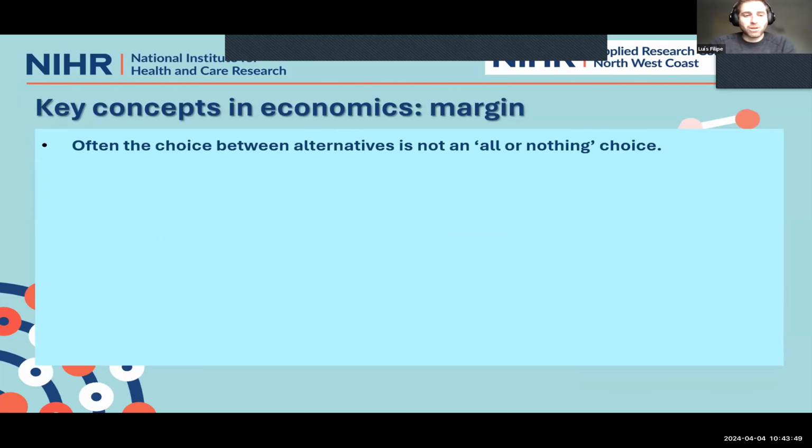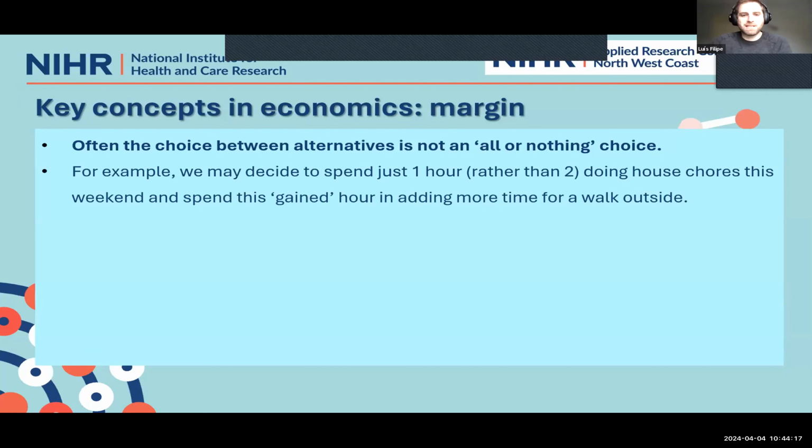So a lot of the times, I was telling you, for instance, you go to the supermarket and you get either ice cream or chocolate, and that's it. But a lot of the times, the choices between alternatives are not an all or nothing situation. A lot of the times, you need to understand if you should buy, for instance, just a little bit more ice cream, or buy a little bit less ice cream and buy a little bit more chocolate. These decisions are really made at the margin.